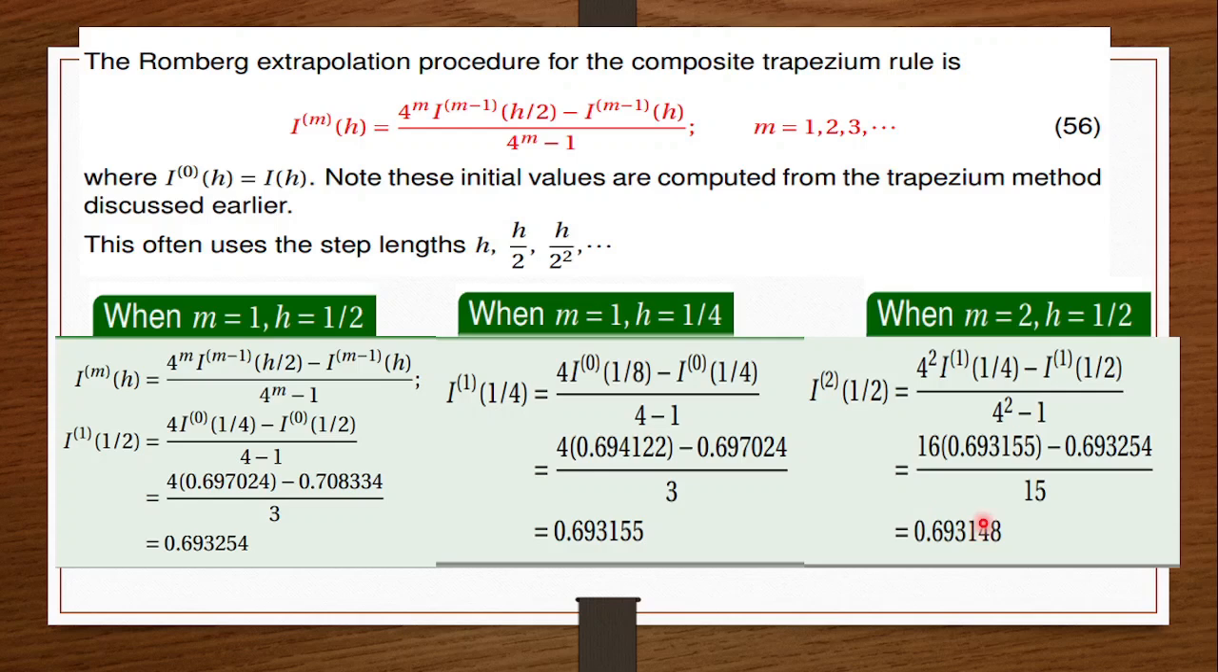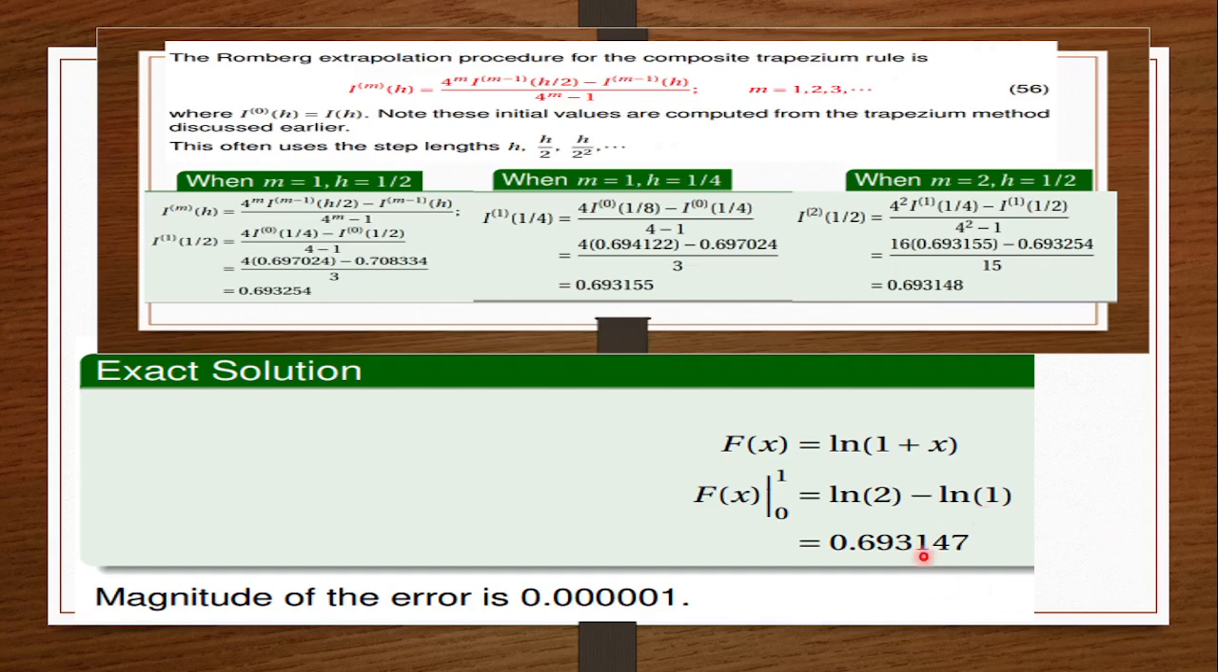So we have seen that we have refined the approximations that we did from the composite trapezium method. We have refined it and made it better using the Richardson extrapolation method. We can keep on doing the iterations, but we are going to end here. The question says we should do only two iterations, so only up to when m is equal to 2. If you do this on your calculator, you're going to see that the exact solution is 0.693147. And when we did our iterations, we had 0.693148. So you can see that the magnitude of the error was very, very small, 0.00001.